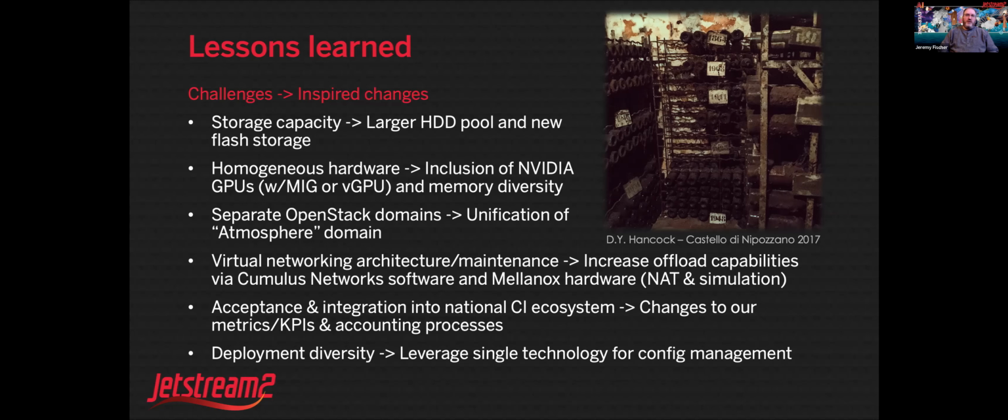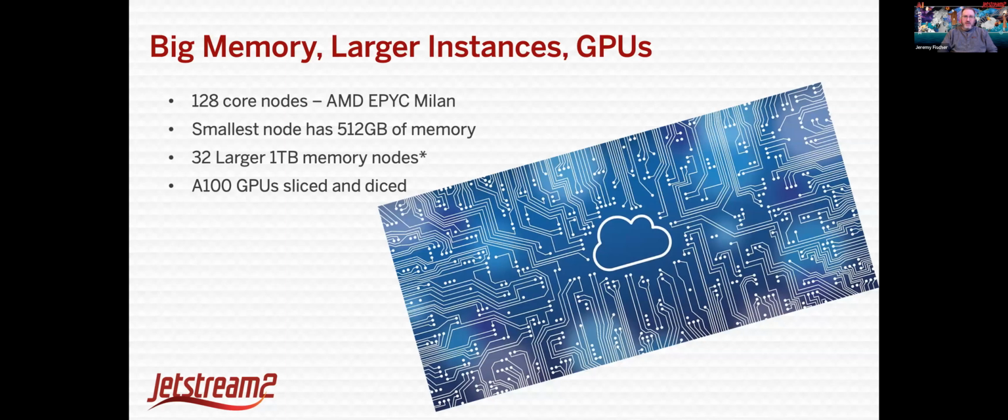Just other improvements to our infrastructure, basically just trying to make things as simple and as fast and performant for the users as possible. So primarily what users are going to see, researchers will see larger nodes. We're based on the AMD Milan chips, so 128 cores per node. The smallest memory node is 512 gigs. We also have large memory nodes that go up to a terabyte. And then, as I mentioned before, A100s that are basically sliced and diced up via vGPU or MIG to give anything from a seventh to a full GPU.